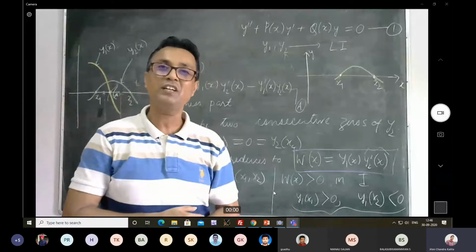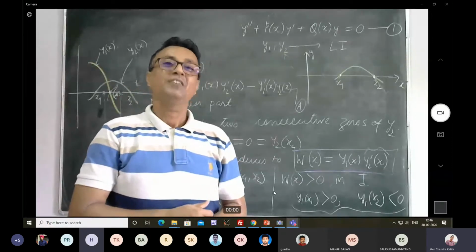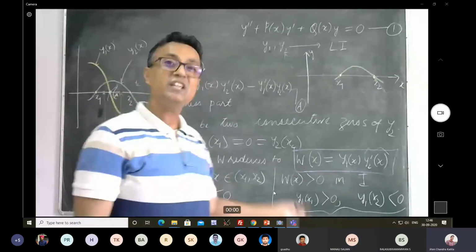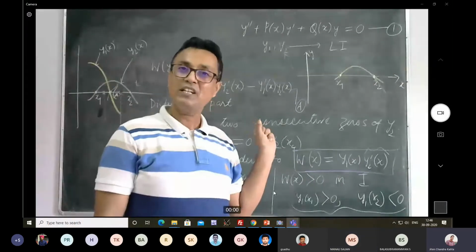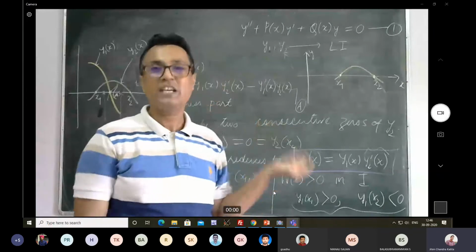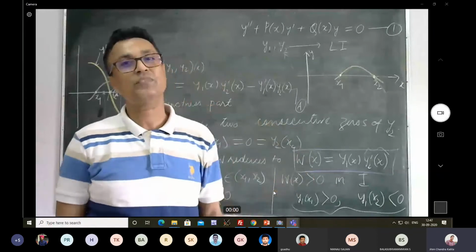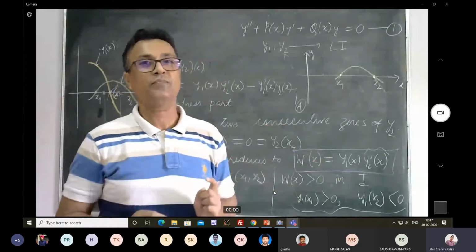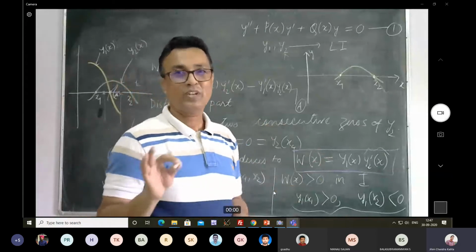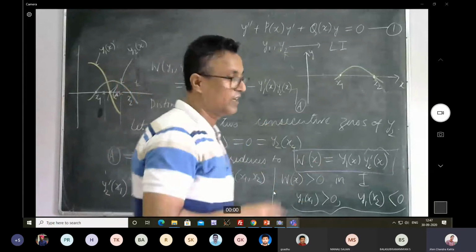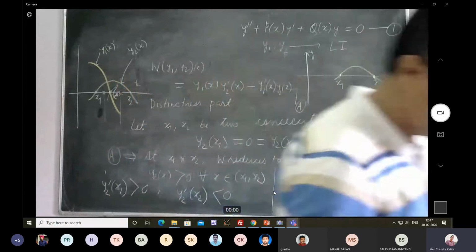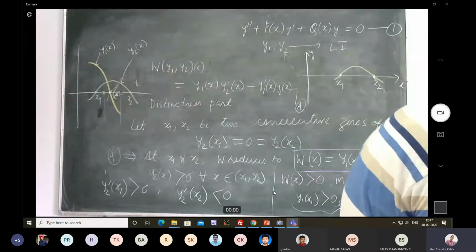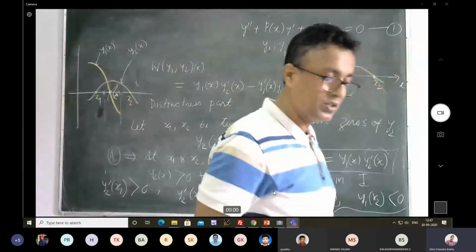Is it okay with everybody? Right? I will get a contradiction. So that is why y1 is going to have only one zero lying between x1 and x2. And that proves the theorem. Please write it down systematically when you have time. So this is about the first theorem, and it is called the Sturm separation theorem.